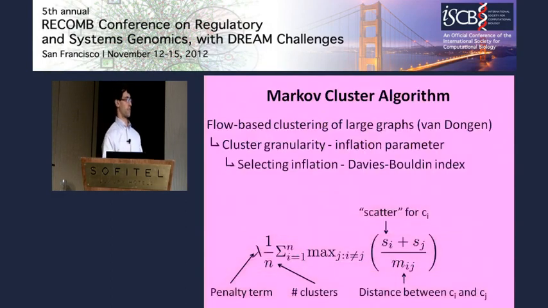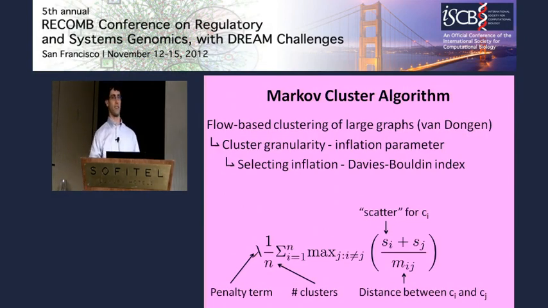The way that we do this clustering is using something called the Markov cluster algorithm. This is an algorithm that's designed for clustering large, sparse graphs. It uses a stochastic flow-based approach. There's one main parameter that we have to select as part of our clustering, and that's the inflation parameter here. To select this inflation, we try a bunch of different values, and then we select the one that minimizes this index shown here, which is a variation of the Davies-Bouldin index.